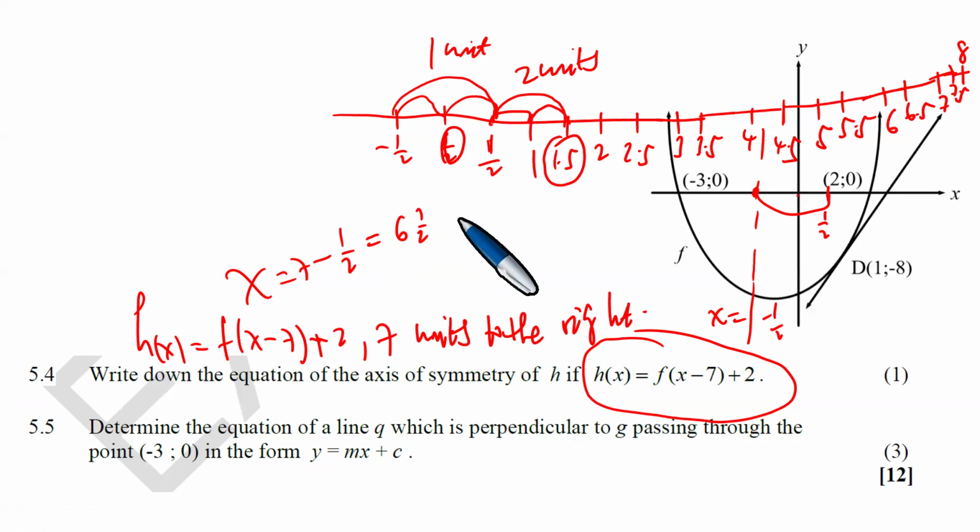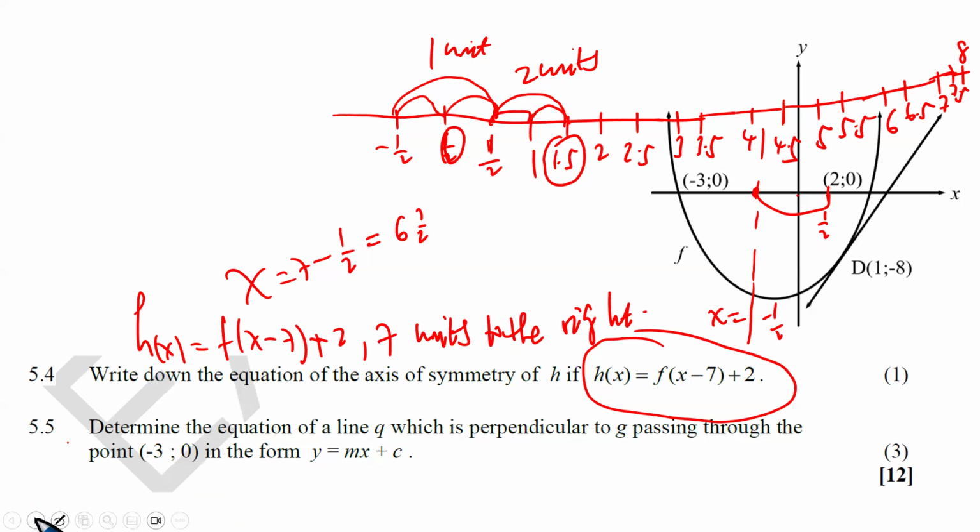You can continue with the pattern over there. Write down the equation of the line of symmetry of H, if that is the case here, which is exactly 6 and 1/2. And obviously that's the line of symmetry. Determine the equation of a line Q which is perpendicular to G, passing through the point (-3, 0), in the form y equals mx plus c.